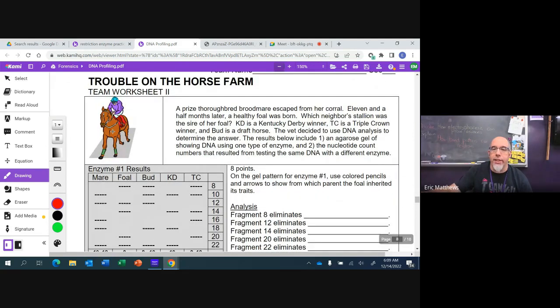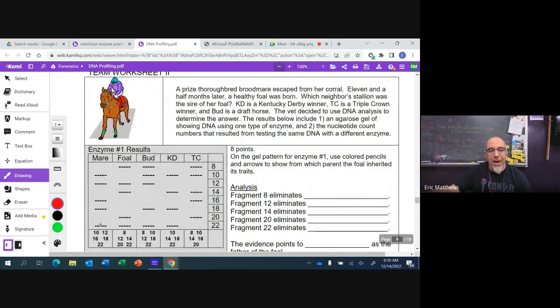Then you're going to go onto the back page, and on the back page, you are mostly analyzing these. So the mare got out. She disappeared. When they got her back 9 months later, she gave birth to this foal, but they don't know who the dad is. Now, two of the possible dads, KD and TC, are both like big horse race winners. If the foal has their DNA, then this is a very valuable animal.